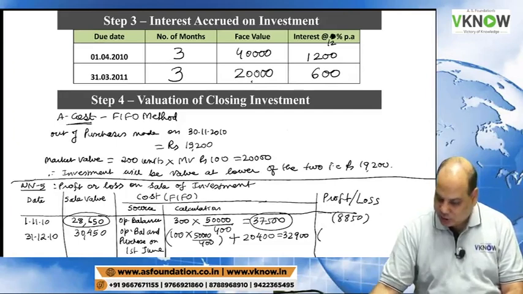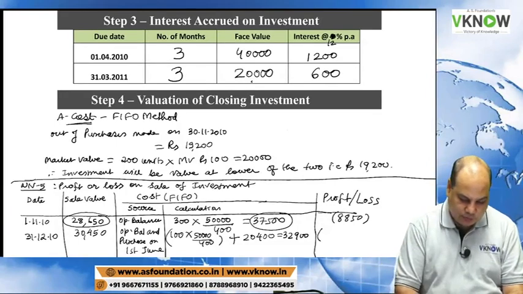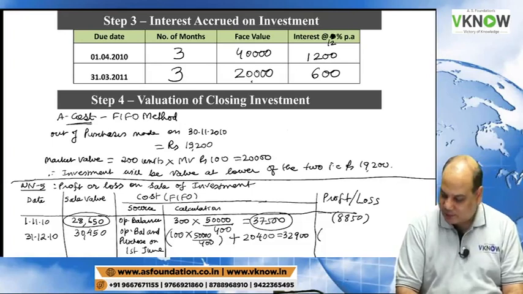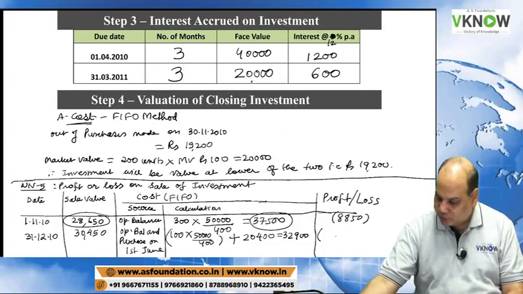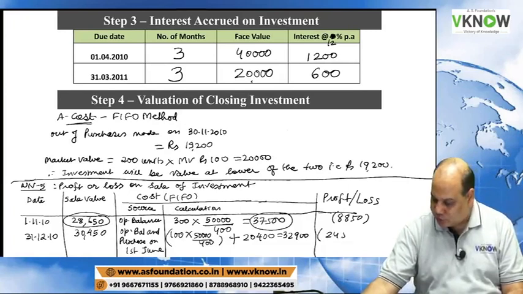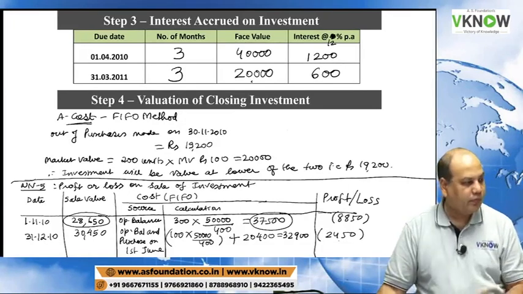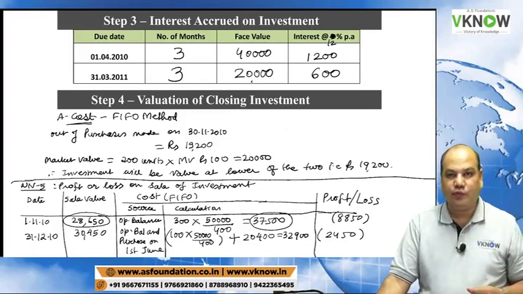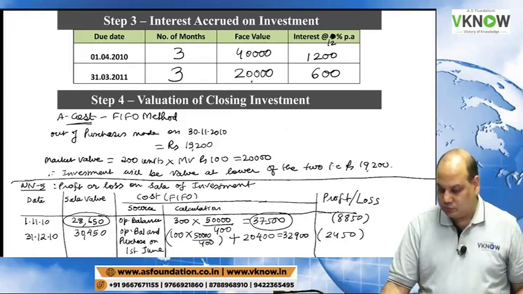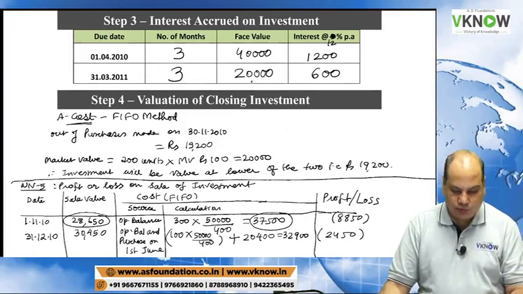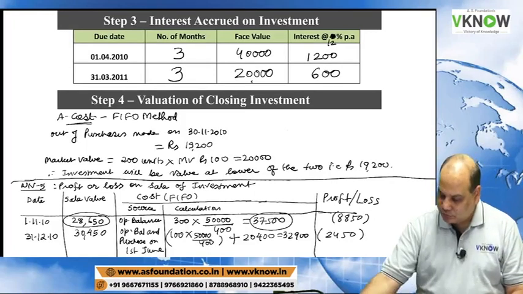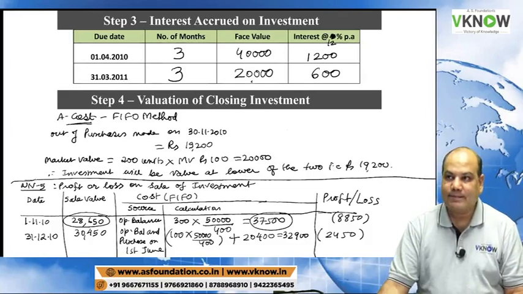And in second case, 30,450 selling price minus 32,900 cost price. So the loss is 2,450.